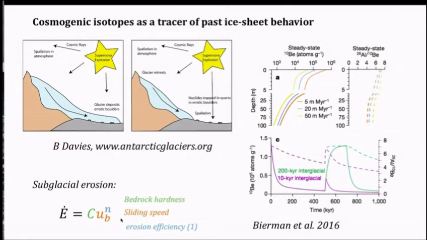And so in order to do our best job of treating that, we've also included a subglacial erosion scheme. It's a simple erosion scheme that's based on the hardness of the bedrock, the speed at which the ice is sliding, and so on. And this recognizes that this production of cosmogenic nuclides doesn't just happen at the very surface of the rock, it happens throughout the bedrock column in an exponentially decaying sense. And so we've incorporated all of these things into our modeling framework.